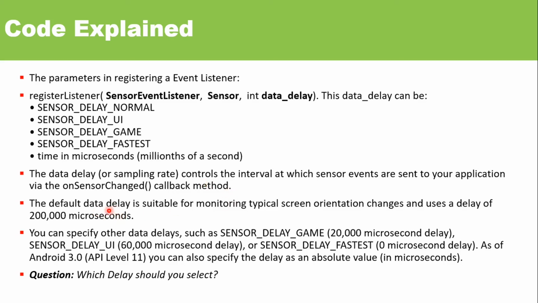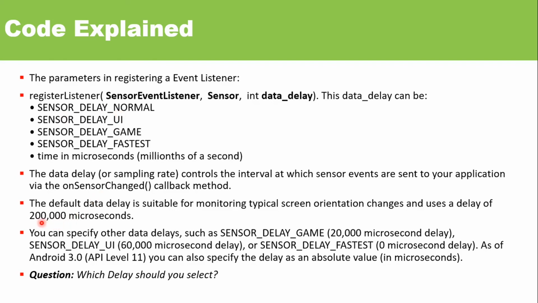So the default data delay is suitable for monitoring typical screen orientation changes, and uses a delay of 200,000 microseconds. There can be some trivial actions, like monitoring typical screen orientation, that take place while you are sensing data from outside. That processing takes some time, and that time is set as 200,000 microseconds for your sensor delay normal.